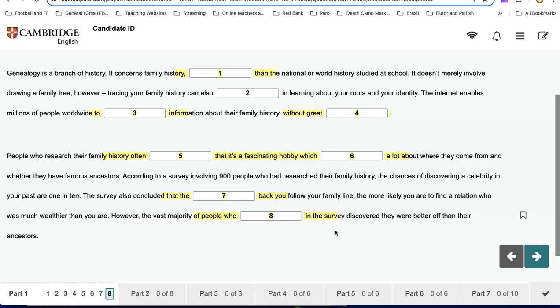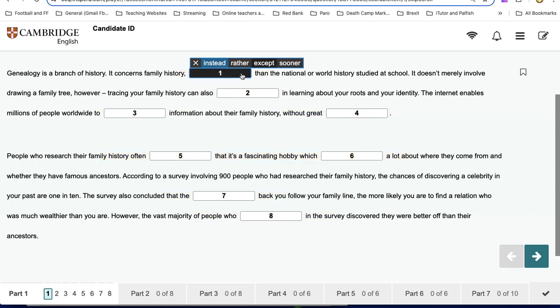Okay, so I've read the text quickly. You can see from the things I've highlighted that I've really looked at the words before and after the text. They tell you all the information. Let's go to number 1. It concerns family history, comma, than the national or world history. So obviously the key is than.